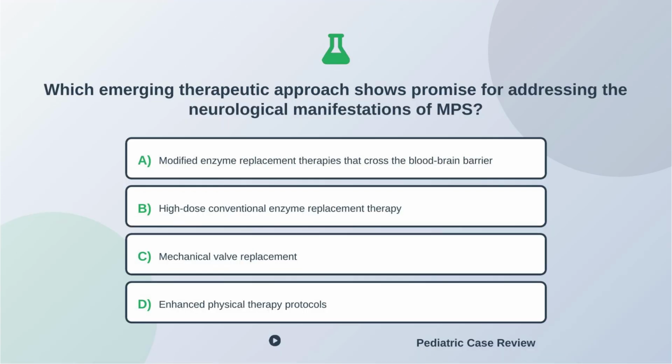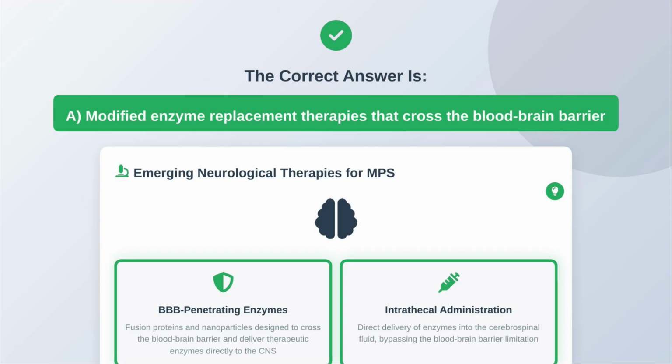Regarding novel therapies, which emerging therapeutic approach shows promise for addressing the neurological manifestations of MPS? A. Modified enzyme replacement therapies that cross the blood-brain barrier. B. High-dose conventional enzyme replacement therapy. C. Mechanical valve replacement. Or D. Enhanced physical therapy protocols. The correct answer is A.